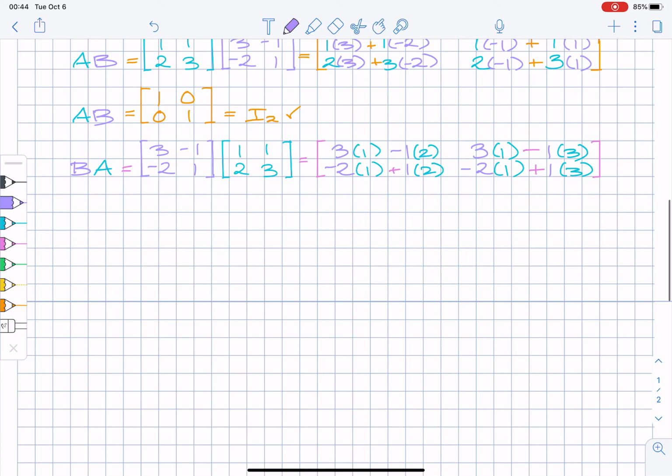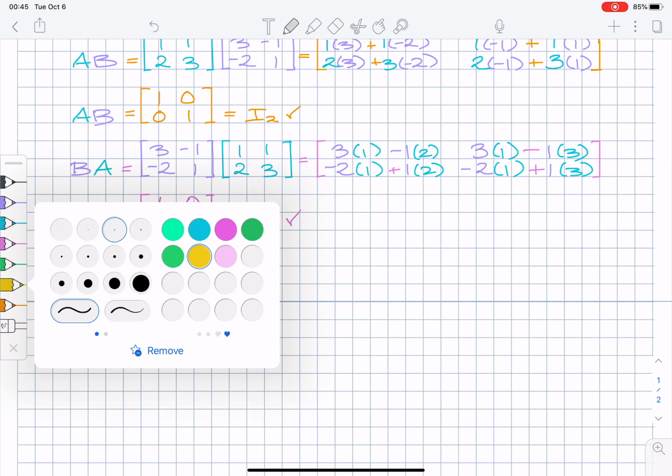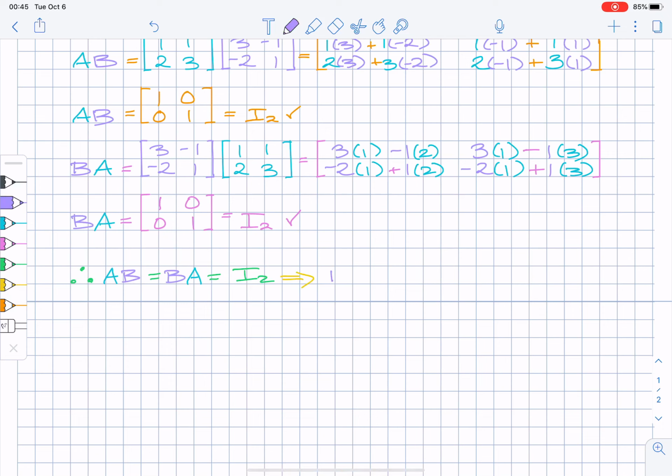Okay, so we have that B times A will be the matrix. Let's see, 3 minus 2 is 1, -2 plus 2 is 0, 3 minus 3 is 0, and -2 plus 3 is 1. So that equals I sub 2, check mark. So therefore, A times B is equal to B times A is equal to the identity matrix, which implies, of course, that B is A inverse. B is equal to the inverse of matrix A. And vice versa.